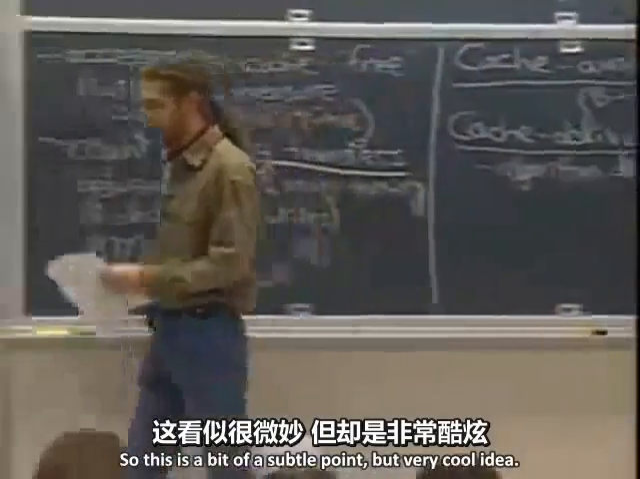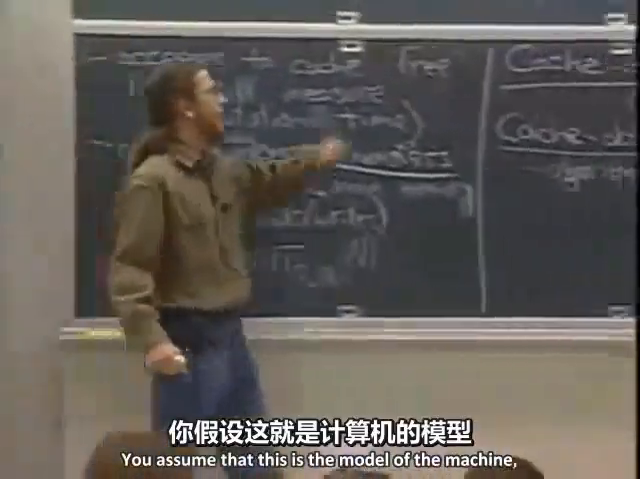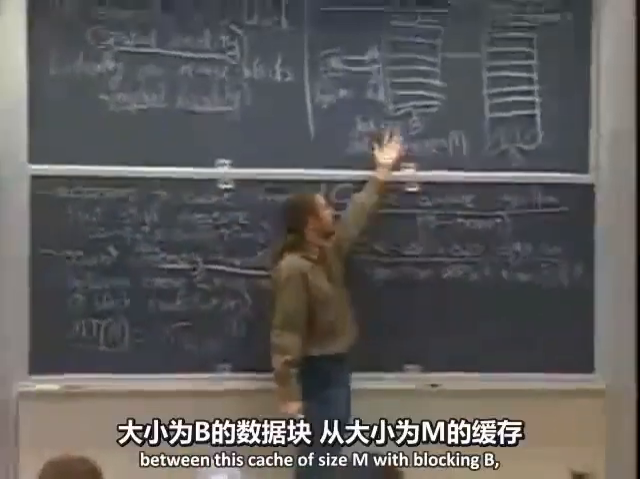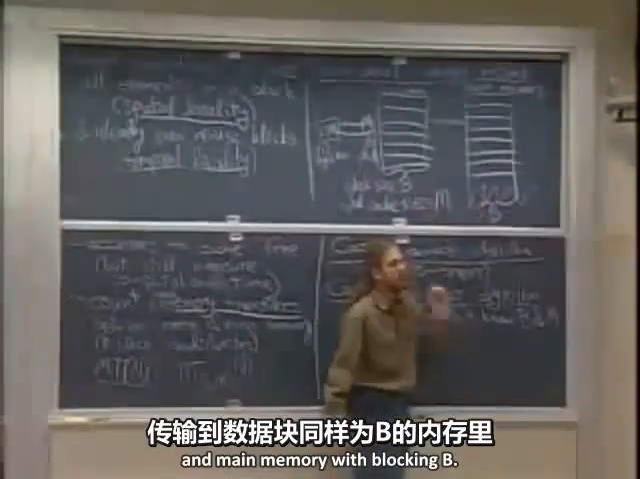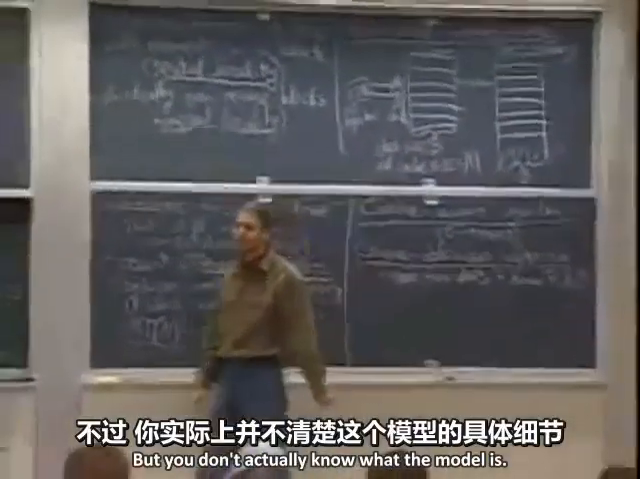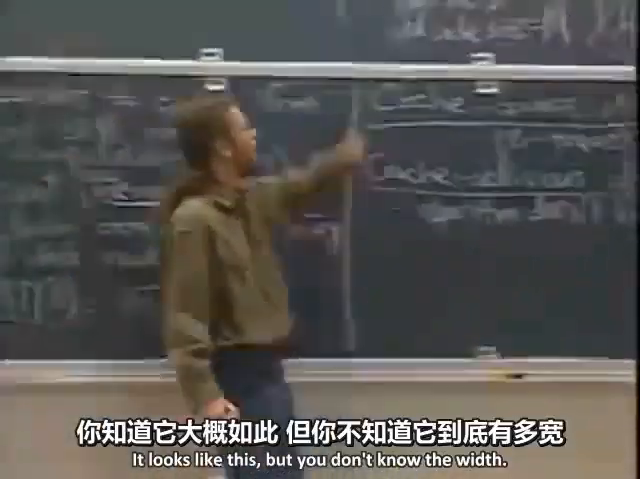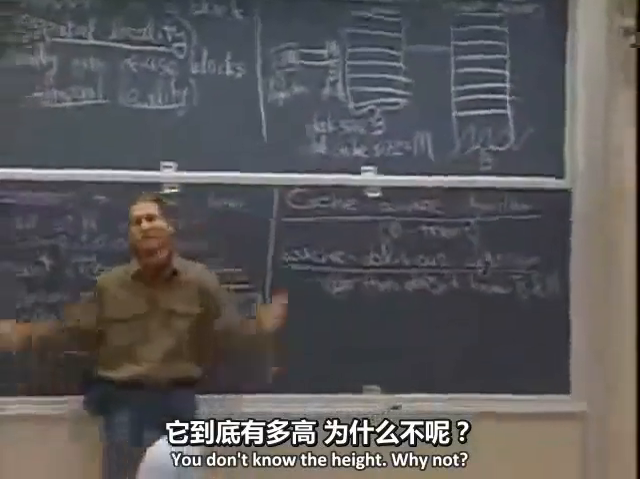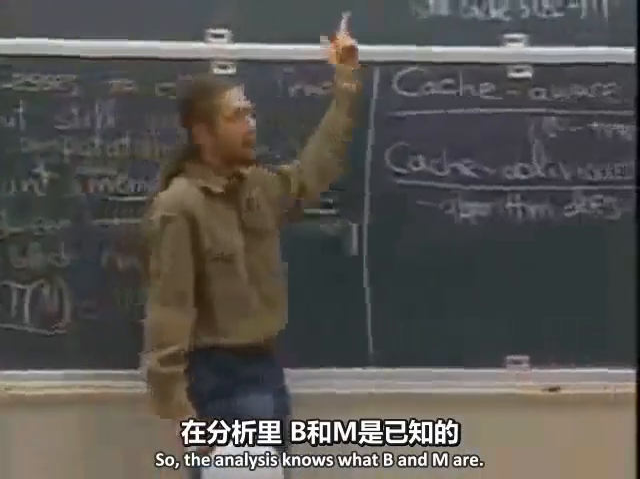So this is a bit of a subtle point, but a very cool idea. You assume that this is the model of the machine, and you care about the number of memory transfers between this cache of size M with blocking B and main memory with blocking B. But you don't actually know what the model is. You don't know the parameters of the model. It looks like this, but you don't know the width, you don't know the height. Why not? So the analysis knows what B and M are.